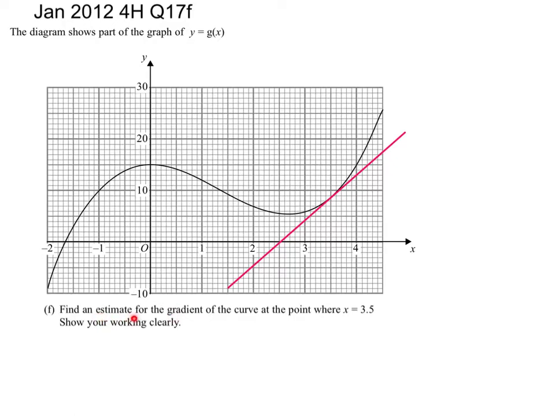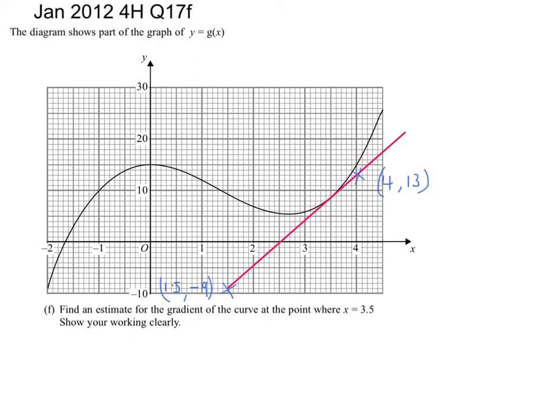So if we're estimating, and in fact we haven't got the equation of this curve, all we're told is that it's y equals g of x. To find an estimate, we have to draw a tangent and then find the gradient of that. So on my graph I've drawn this tangent at x equals 3.5. I've tried to be as exact as possible. I've used my ruler to try and make sure that the angle here and the angle here look about the same, which they do.